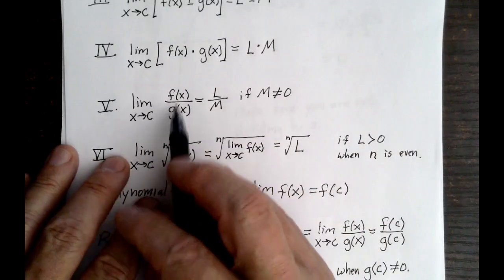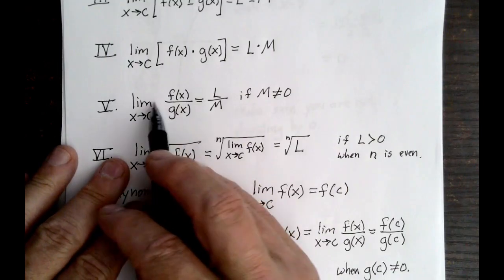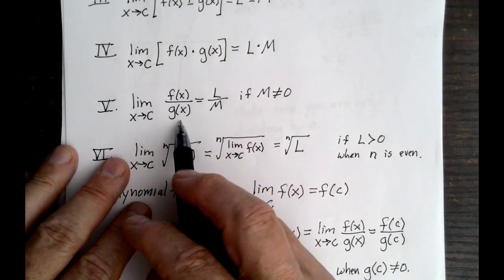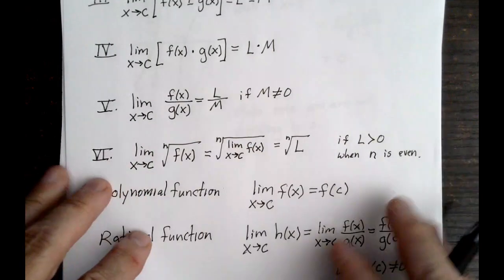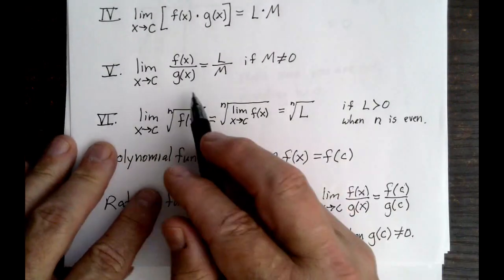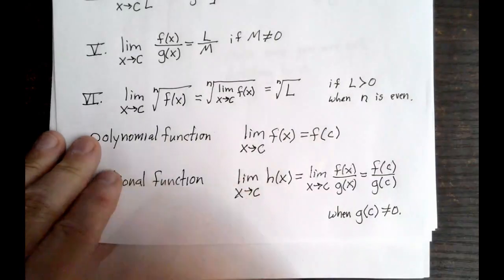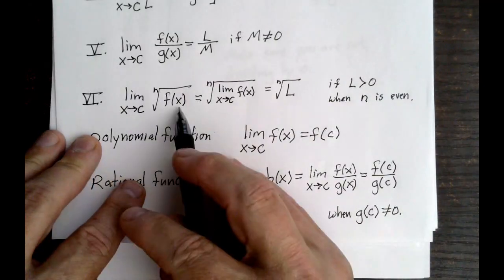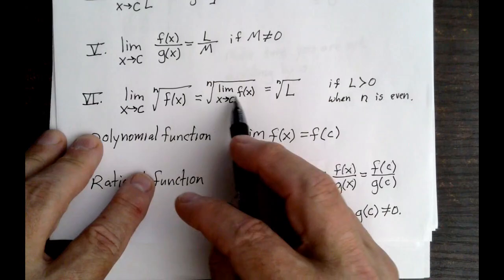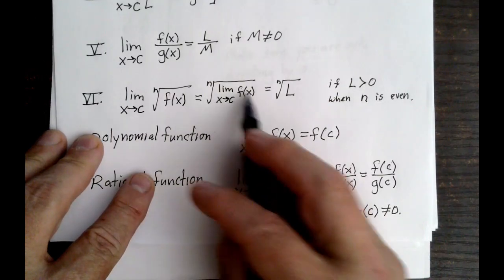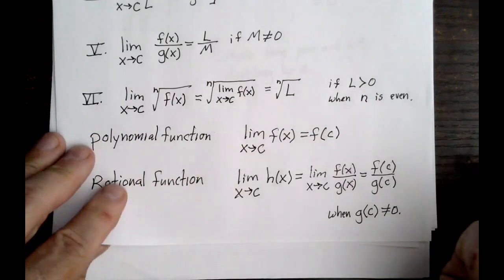Same thing with the limit of a rational function. The limit of the top and the limit of the bottom, whatever they are, that's your answer for the limit of that fraction, assuming the denominator is not 0. And then the limit of the nth root of a function is just the nth root of the limit of the function. And we know the limit of f is just L, so it's the nth root of L.